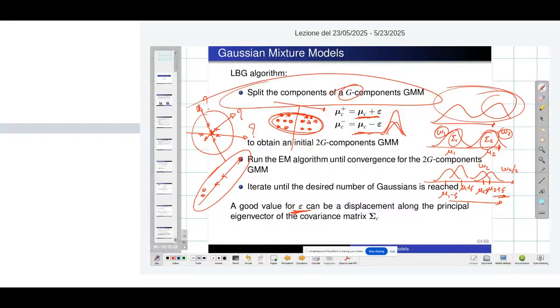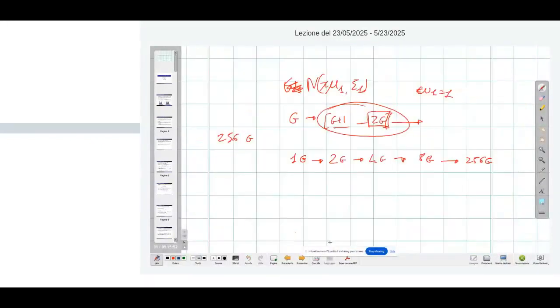It's not necessarily the best, but a good value for the displacement will be the direction given by the first eigenvector of the covariance matrix. That is the direction over which the variance for that component is maximum. In the laboratory, we'll do this. We'll take the covariance matrix of each component, take its leading eigenvector, and move by a fraction epsilon in that direction. So our movement will be epsilon W, where W is the plus or minus eigenvector of sigma C, the max eigenvector of the covariance matrix.